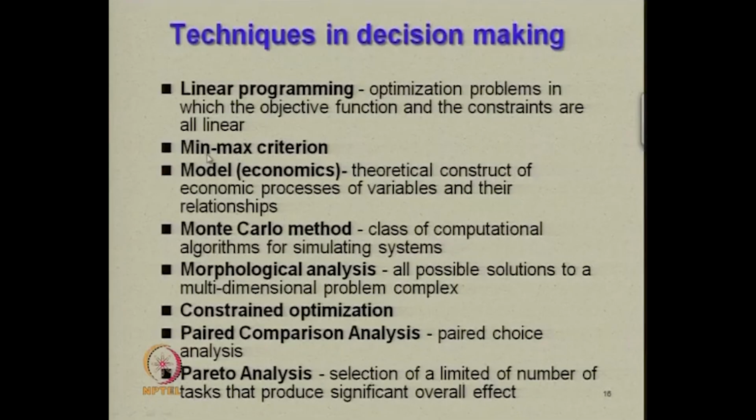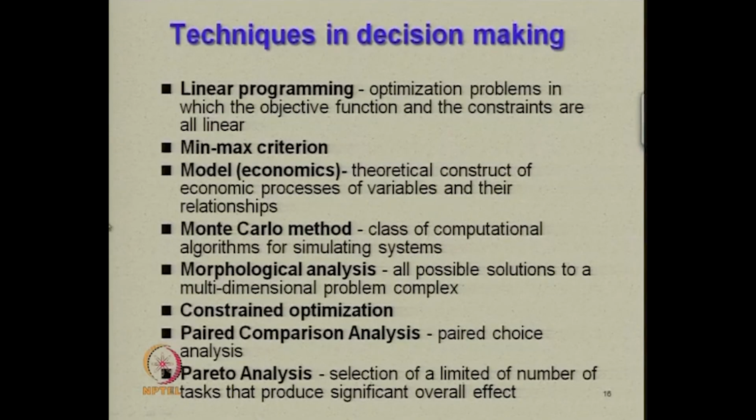Then there is, of course, min-max criteria, minimum and maximum criteria. There is a question of models. Now, this word is so abused, I do not know how many types of models there are. No, and I am not talking of fashion models. You have econometric models, you have sociometric models, you have software models, and now I hear people claiming, I did the modeling. I do not know what modeling means. It means all sorts of things to all sorts of people, but that does not prevent me from telling you theoretical constructs of economic processes of variables and their relationships is one type of a model.